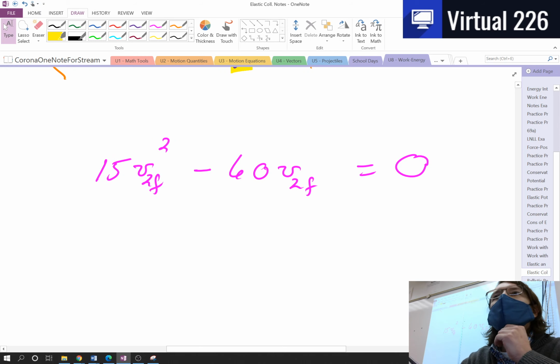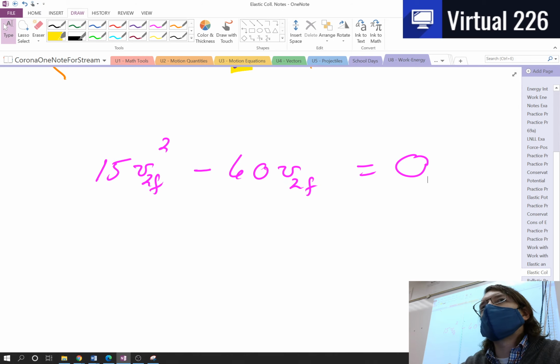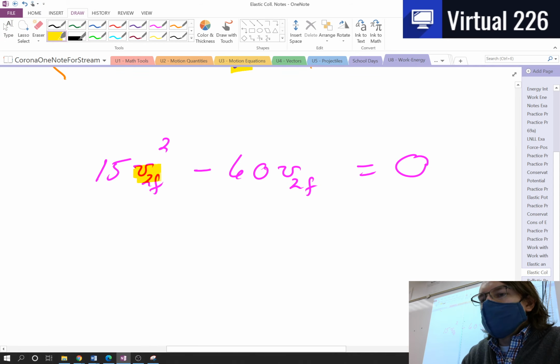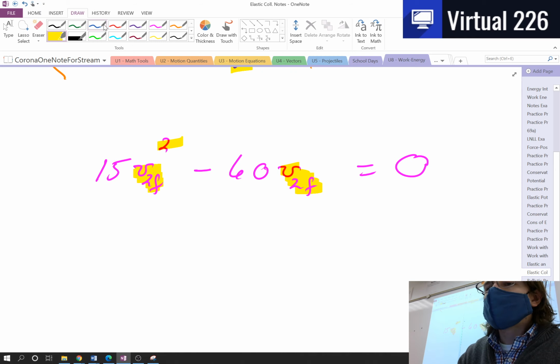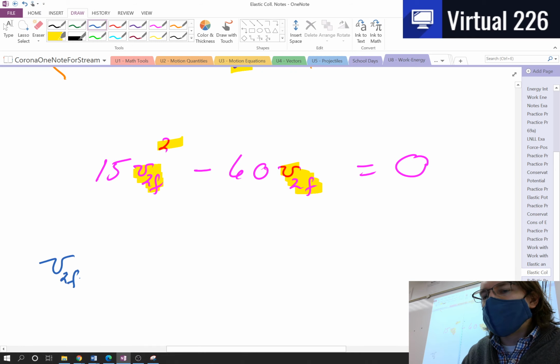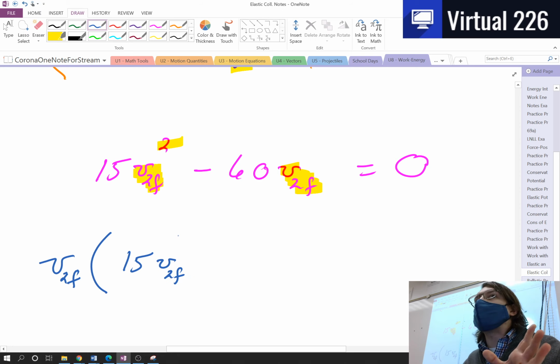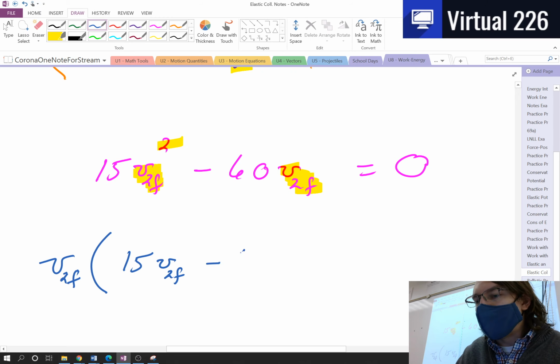And at this point, this is starting to look like something we have solved before. When we were doing projectile motion and we had equation number 5 with the t squared in it, we had some setups that kind of looked like this. We could solve this as a quadratic, that is doable, but what we can also recognize is that the V2F, which is squared, and the V2F, they have a V2F in common. So I can pull one out. I can say V2F times 15 V2F, it's no longer squared because I pulled one of them out, minus 60 equals 0.